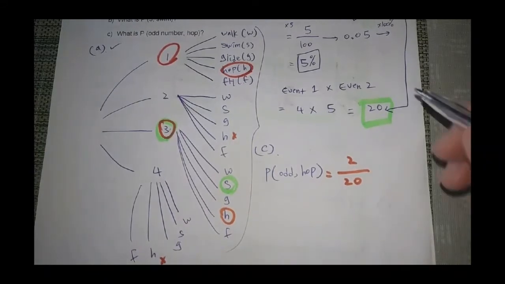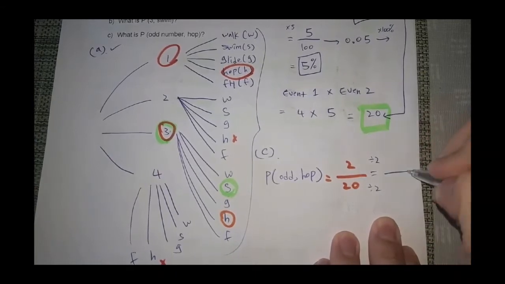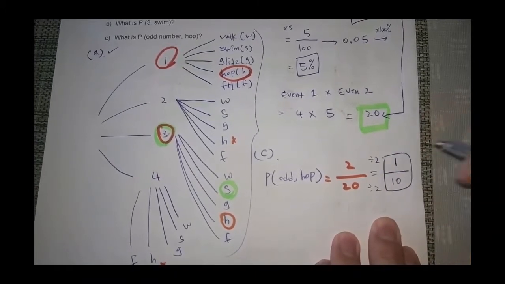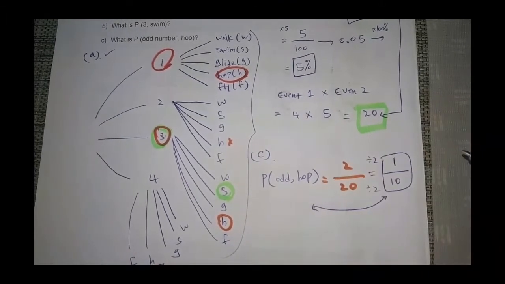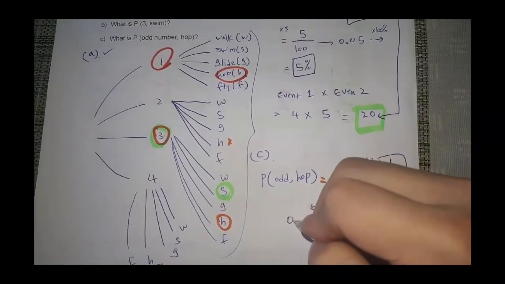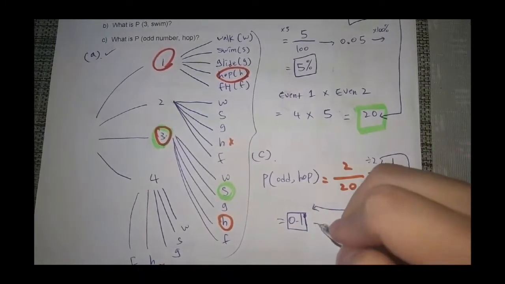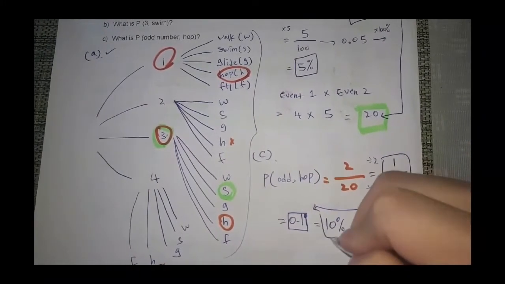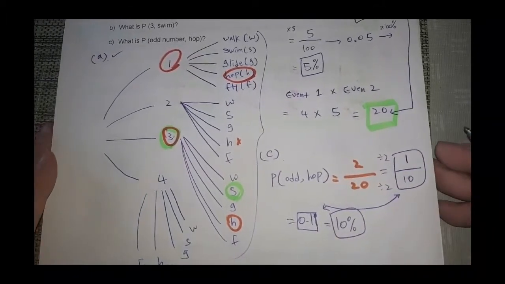Which means this can be simplified by dividing by 2 on both the top number and the bottom number. Then you have 1 over 10, which is a common fraction that shows you the percentage. 0.1 is a decimal, thus 10%. This is how we tackle the problem.